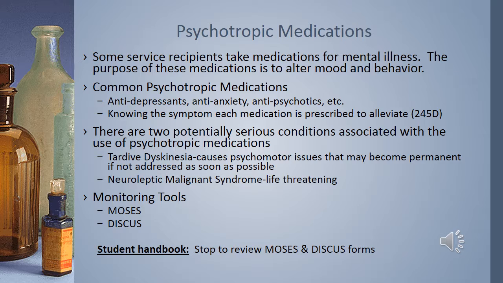There are two potentially serious conditions associated with the use of psychotropic medications. These include tardive dyskinesia, which causes psychomotor issues that can become permanent if not addressed as soon as possible, and neuroleptic malignant syndrome, which is life-threatening. There are monitoring tools that assist in identifying undesired side effects. These include the MOSES, which is the Monitoring of Side Effects Scale, and the DISCUS. Stop to review the MOSES and DISCUS forms in your student handbook.